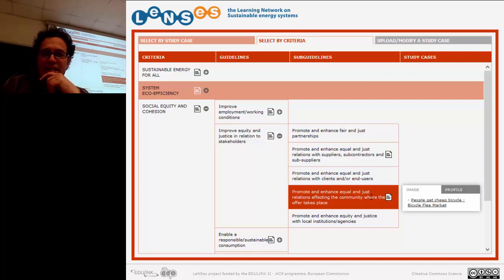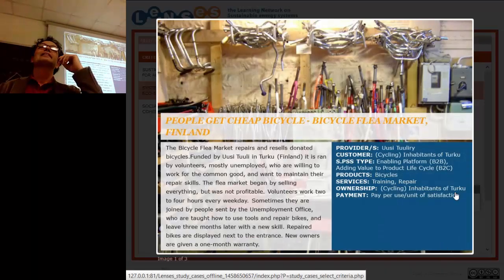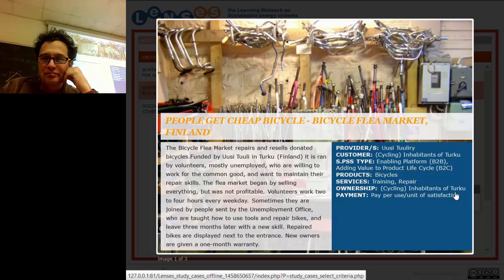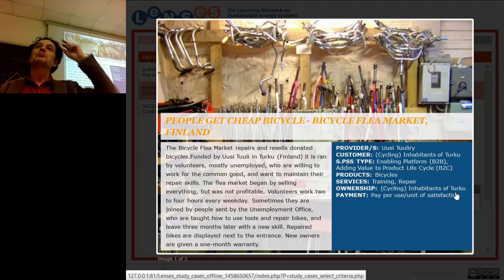Here I have another example to promote and enhance equal and just relations affecting the community where the offer takes place. This is an example coming from Finland. Is there someone from Finland? Turku. We are in Turku, the former capital of Finland. Actually, here they are involving unemployed people to repair broken products. Many times they are bicycles or other products, and they sell them back. They have shops and they sell these products back to the community.